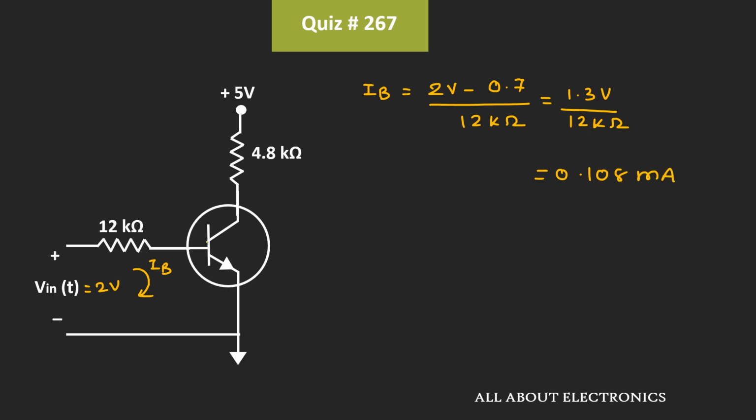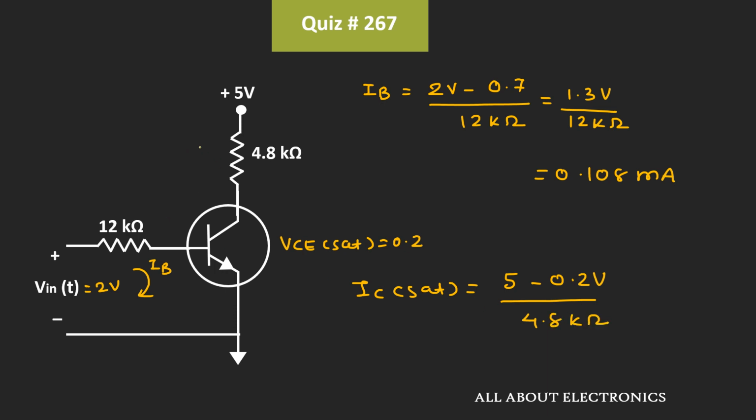Now here, whenever this transistor is operating in the saturation, then at that time the VCE sat is equal to 0.2 volt. So when the transistor is operating in the saturation, then at that time this saturation collector current or IC sat will be equal to 5 volt minus VCE sat, that is 0.2 volt divided by 4.8 kilo ohm. So here I am talking about this current, and if we calculate the value, then it will come out as 1 milliampere. That means in the saturation, this collector current IC will be equal to 1 milliampere.